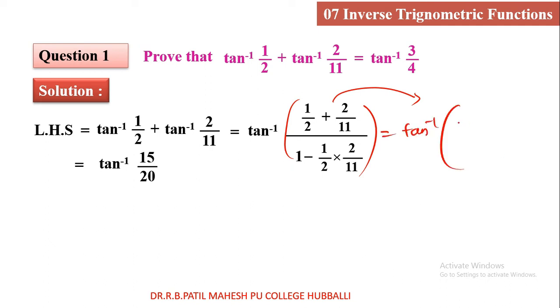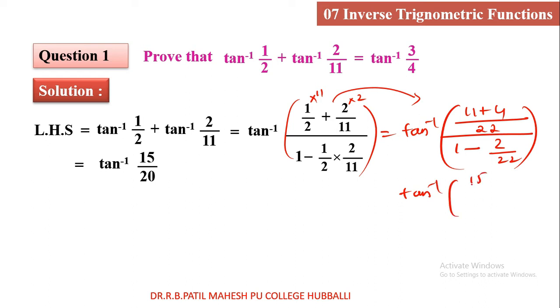LCM of 2 and 11 is 22. If you cross multiply, 11 into 1, here 2 into 2. So 11 plus 4 divided by 1 minus 1 into 2 is 2 upon 22. So this will be tan inverse of 11 plus 4, 15 upon 22, divided by 22 into 1, 22 minus 2, that will be 20 upon 22. So 22 and 22 get cancelled. You are left with 15 by 20.